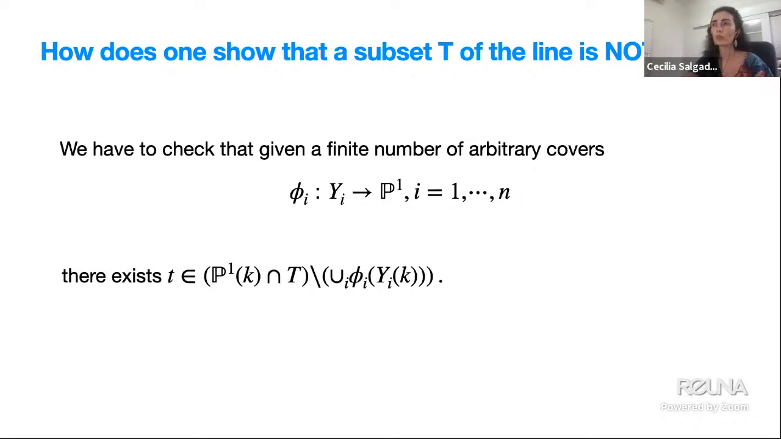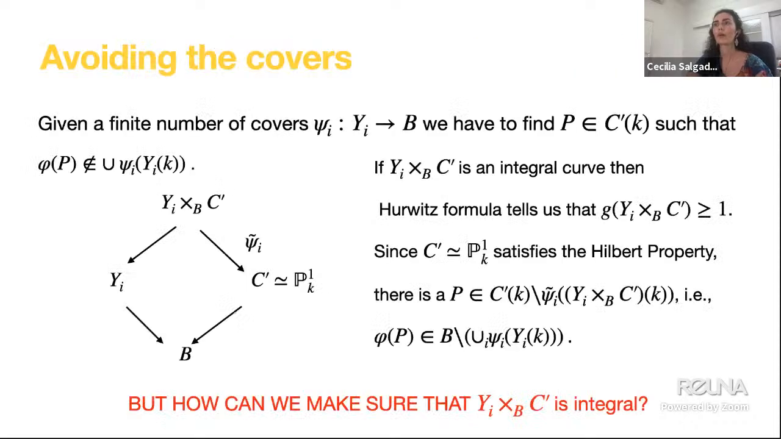And what I have to do is to show that for my set, T here would be representing the set F_{r+1} that I build by using the curve C in the linear system. And I have to be inside of P1_K, but far from the union of phi of Y_i(K). Okay, so now we are going to avoid the covers.